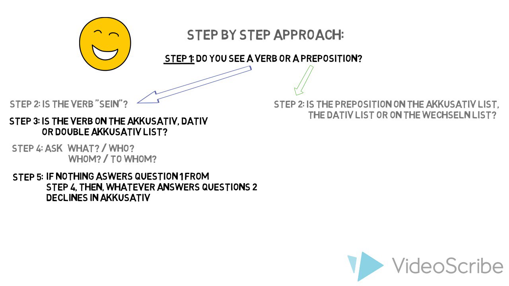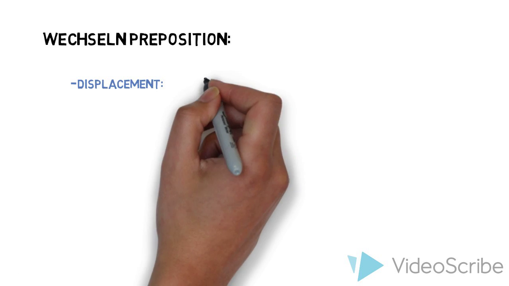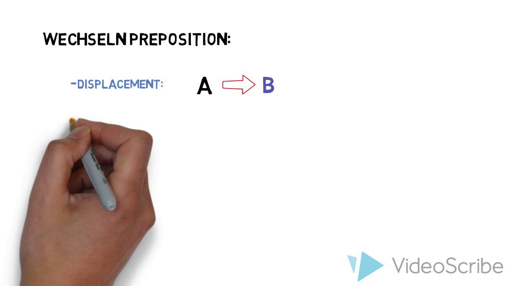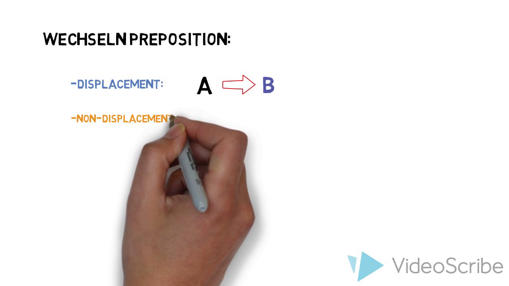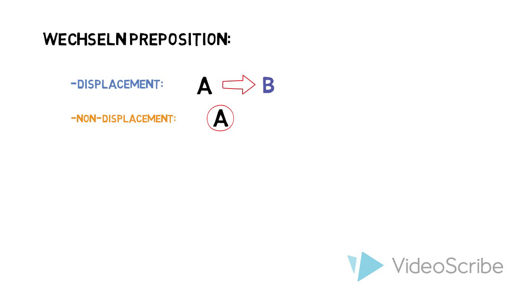Don't you love it? If it's on the accusative list, then you decline in accusative, of course. If it's on the dative list, then a dative declension applies. Now, if it's on the vexillum list, it means the declension can be either in accusative or in dative case. And what exactly is a vexillum preposition? A vexillum preposition is one that either expresses a displacement, going from point A to point B, or any non-displacement action, which implies not moving from point A to point B, but staying in A. If that's not so clear, let me show you some examples.